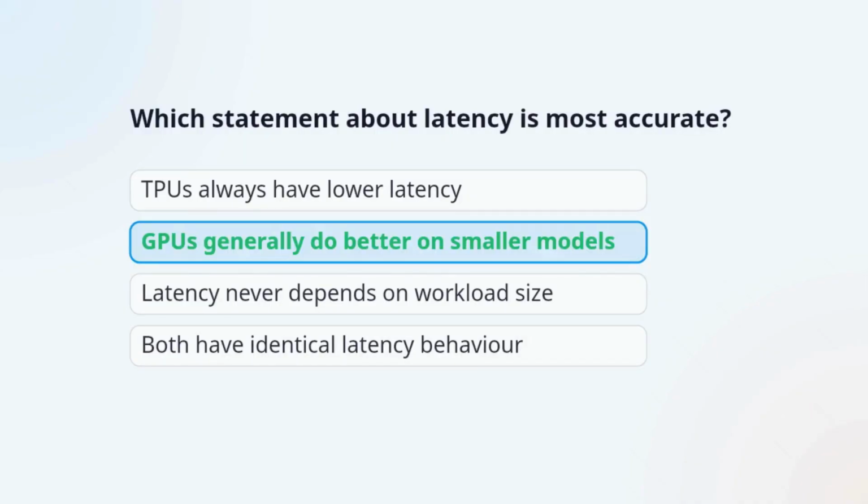The correct answer is GPUs generally do better on smaller models. The article notes that GPUs usually offer lower latency for smaller models, while TPUs perform strongly for batch and distributed workloads.